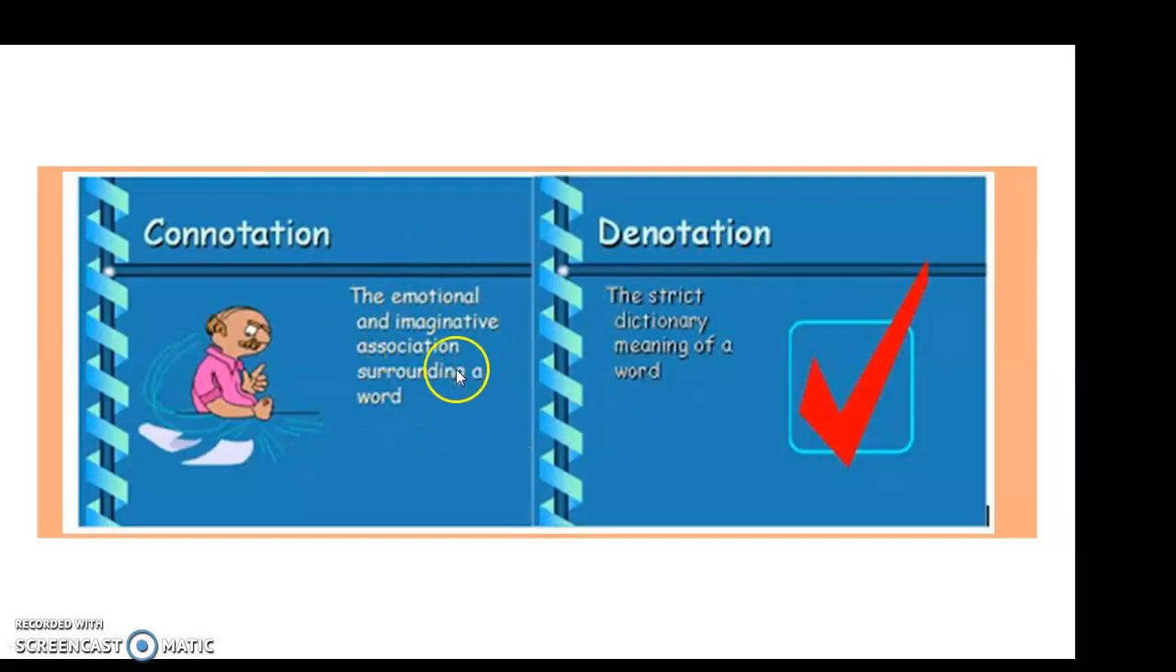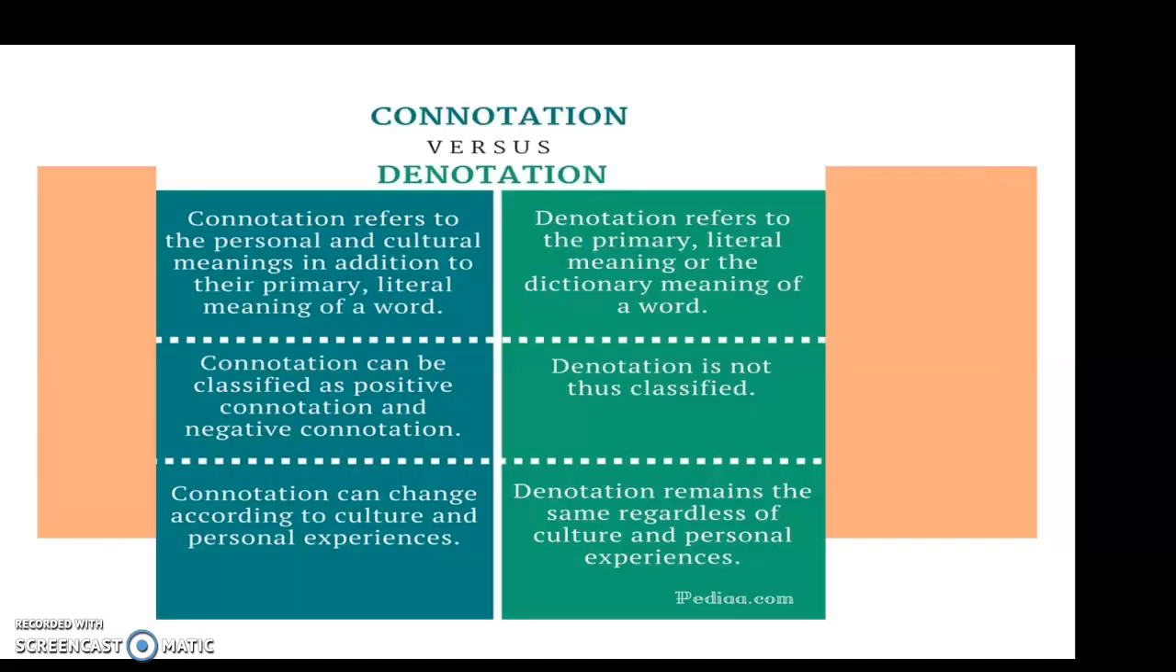This one is more strict, I would say more scientific, because when you talk about denotation, you will need the strict dictionary meaning of a word, which means it's a literal meaning. You may choose connotation or denotation to write your paragraphs, and both are okay. You can also combine both. What does this mean? In essence, connotation refers to the personal and cultural meanings in addition to their primary, literal meaning of a word, while denotation refers to the primary, literal, dictionary meaning of the word.